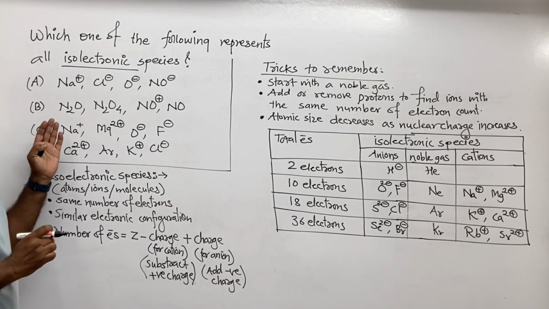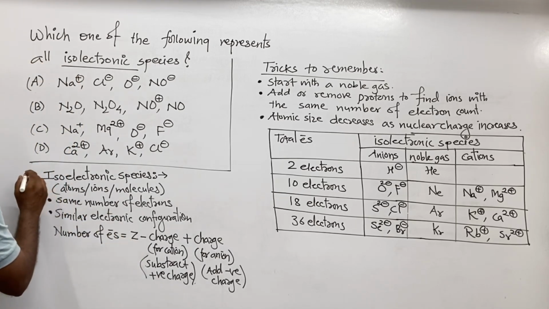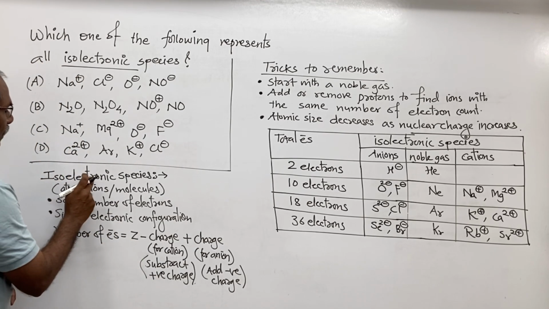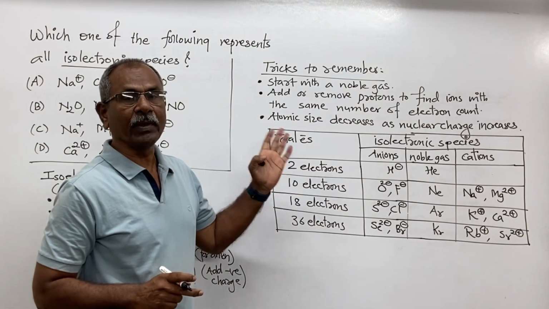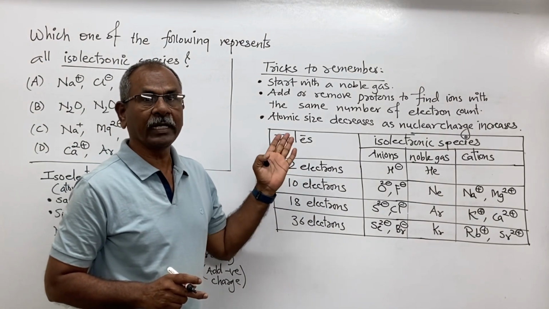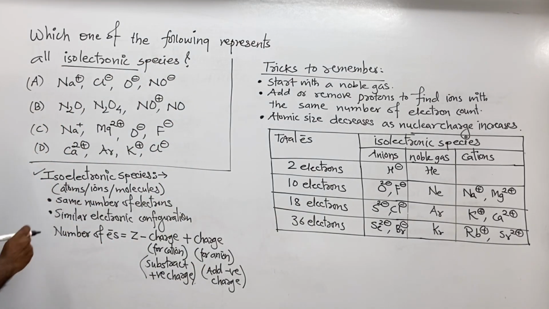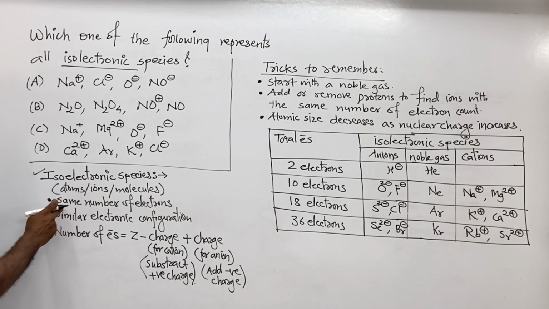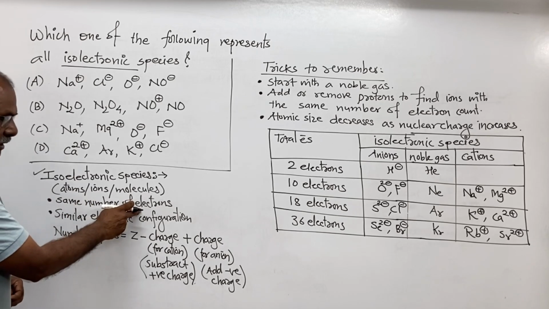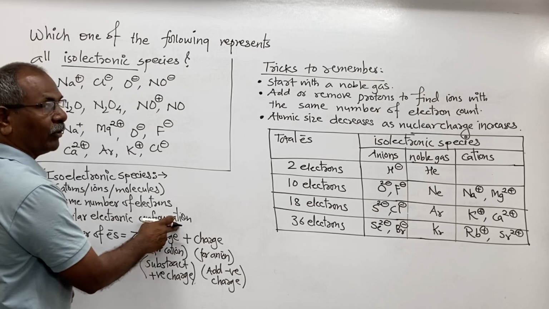So before selecting the correct option from the given, I will teach you the actual meaning of isoelectronic species and tricks to remember the isoelectronic species. So first of all, isoelectronic species: the species, which may be atoms, ions or molecules, that have the same number of electrons and similar electronic configuration.